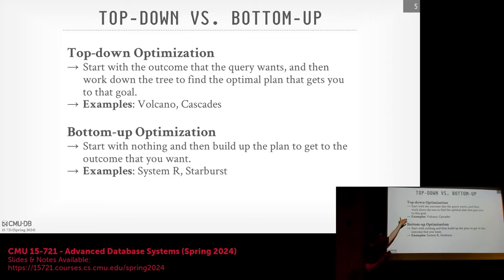The Cascades approach is top-down, meaning I start with the outcome that I want. Like, this is the final output I want for my query. I don't know how I got there in my query plan, but I'm gonna go down the tree and assemble the pieces, assemble the operators I need to then feed me into my final output. Whereas in bottom-up optimization, which is what the System R guys started with, you start with nothing and you then add the operators you need to get you up to the goal that you want.